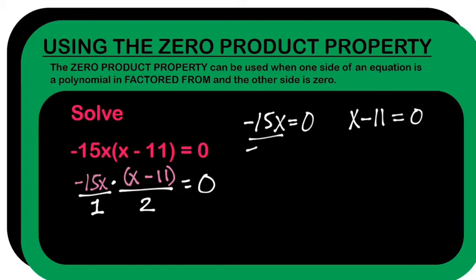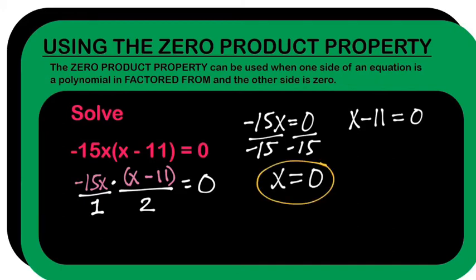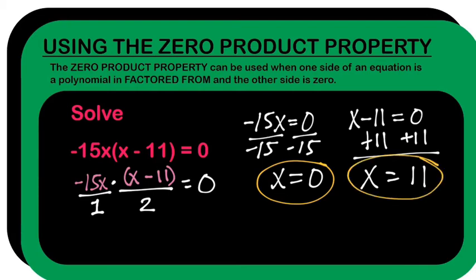So I'm going to divide both sides by -15, and I get x equals 0, and that should be one of my solutions. And then I'm going to add 11 to both sides, and I get x equals 11, and that should be my other solution.